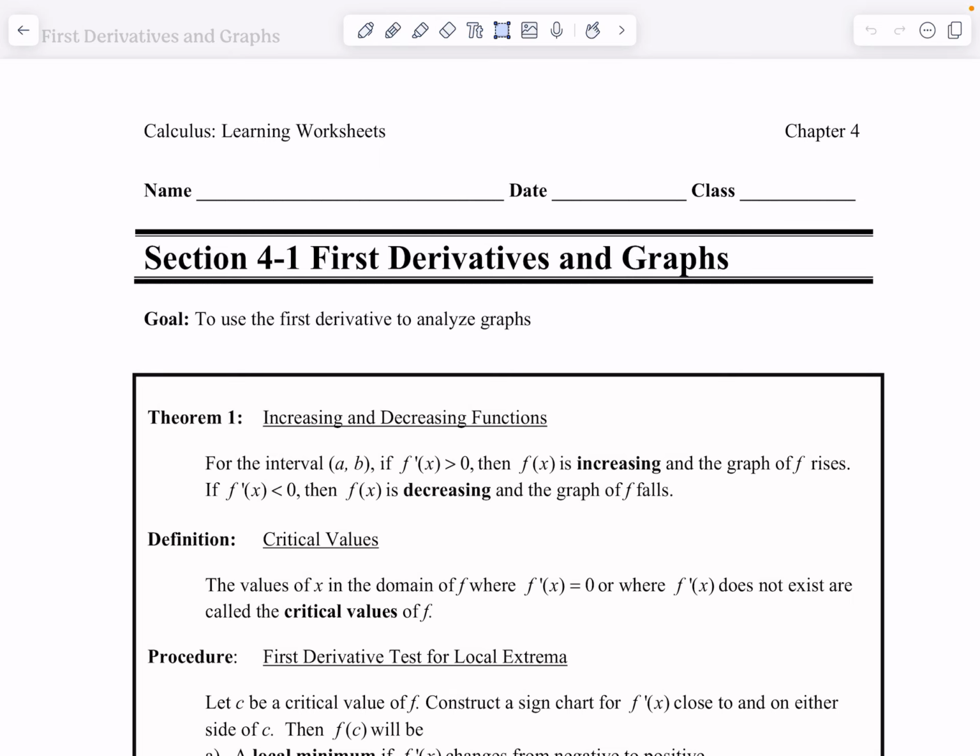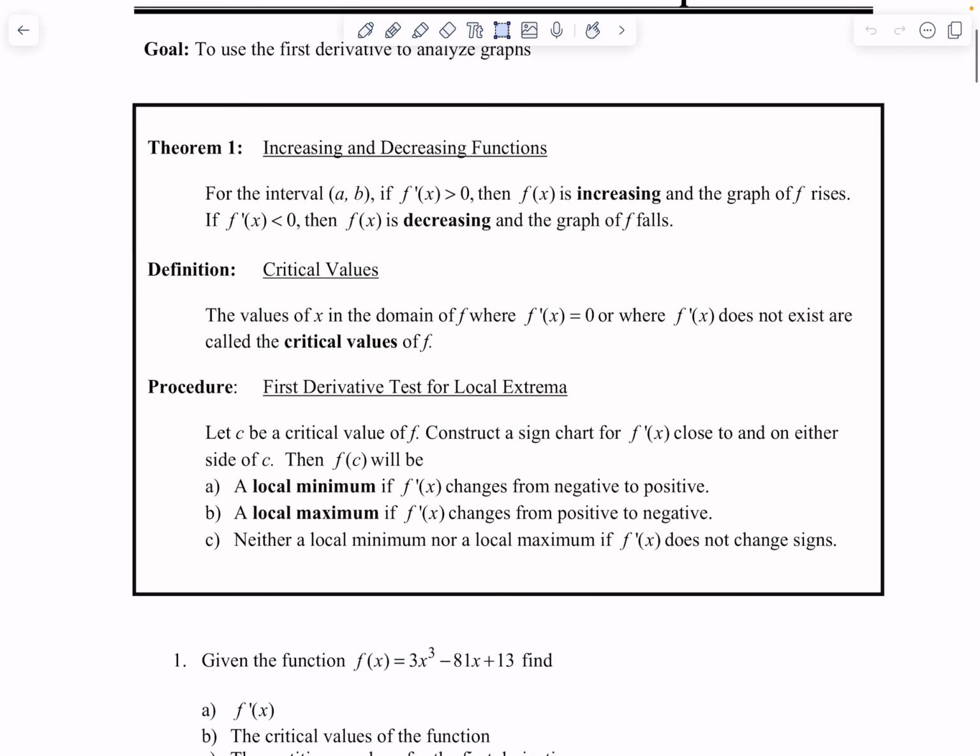Welcome to section 4.1, first derivatives and graphs. Our goal today is to use our first derivative to analyze the graphs. Our first theorem is about increasing and decreasing functions.